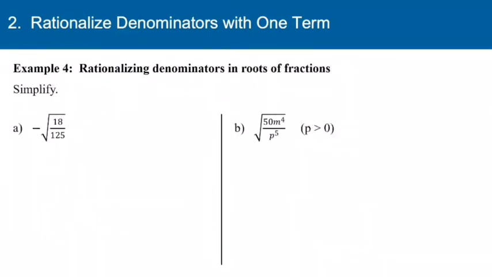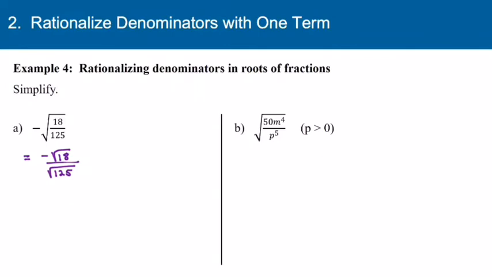Now let's look at example 4. We're still rationalizing denominators. We're still asked to simplify here. So in part A we have negative square root of 18 over 125. Now remember that we said that a radical expression is not fully simplified if there is a fraction under the radical. So we need to split this radical up into two separate radicals, and that's going to give us negative square root of 18 in the top and then square root of 125 in the denominator.